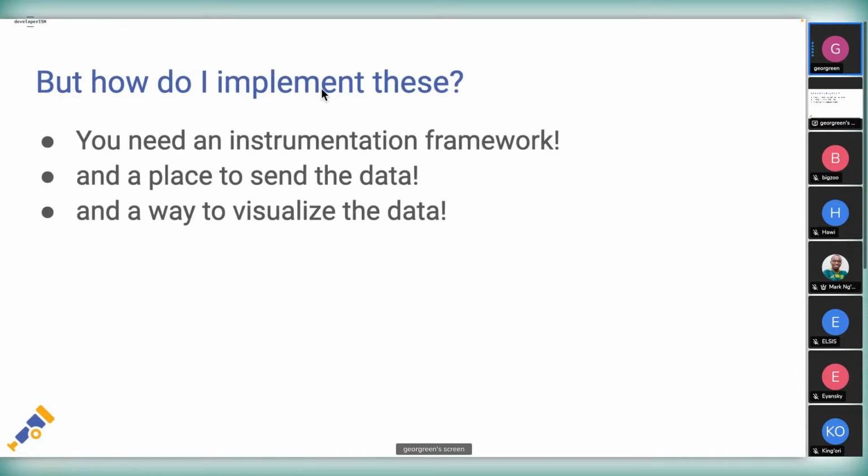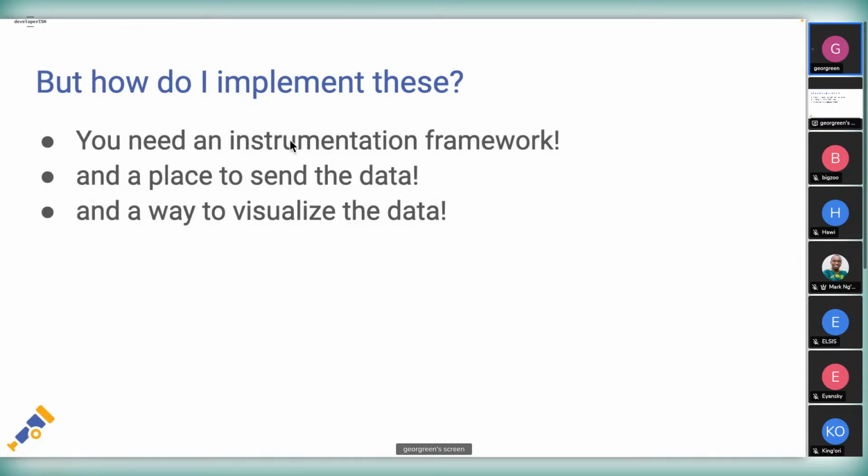So how do we implement these ideas? This is where we need an instrumentation framework. We need a place to send the data, and then finally we need a way to visualize this data. So this is just describing a typical application. You usually have your application, you usually have some agent that is running alongside the application. This agent collects this telemetry and then sends it to some downstream service that can show you what's happening.